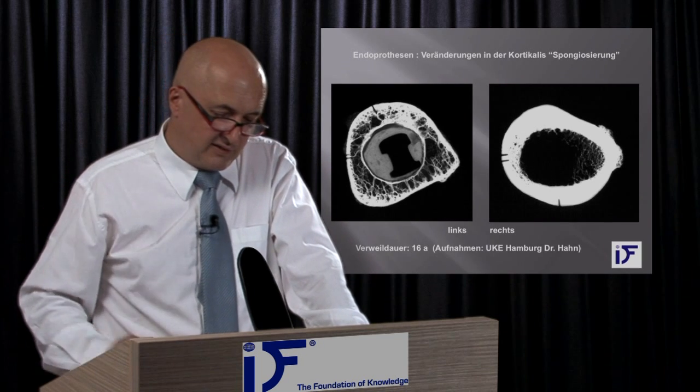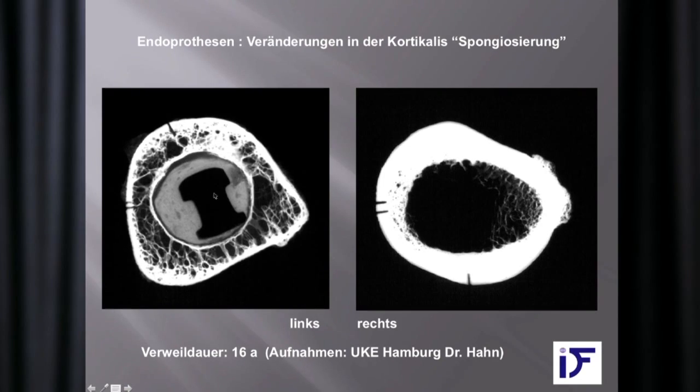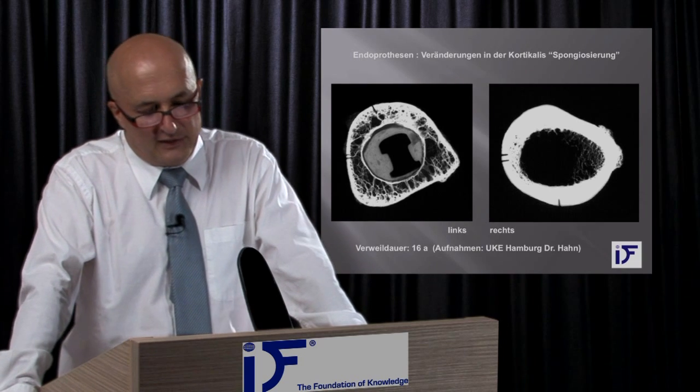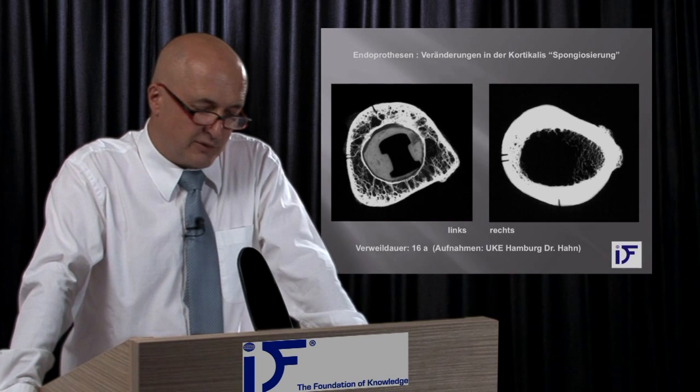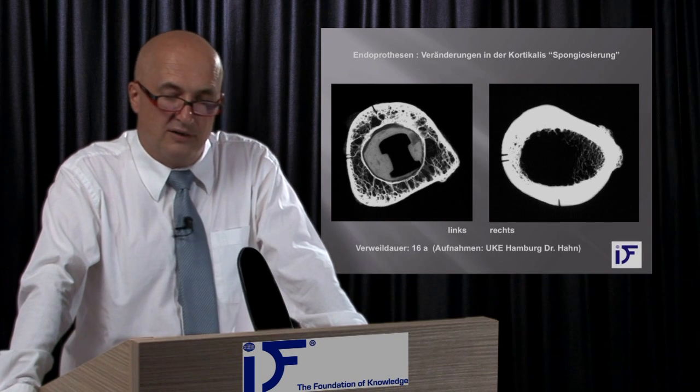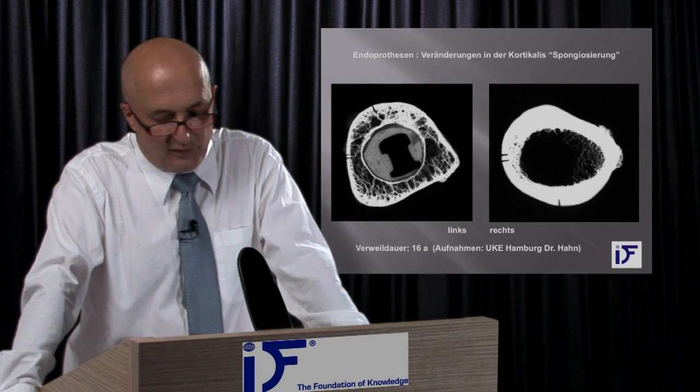So the endoprosthesis itself is missing here on this picture, so it has fallen out. What you see around here is the cement. At that time these prostheses were cemented. And of course this is the non-operated side. Now let's take a look together at what has happened. First of all we see a reduction of bone mass. So the operated side shows a lot less bone than the non-operated side.